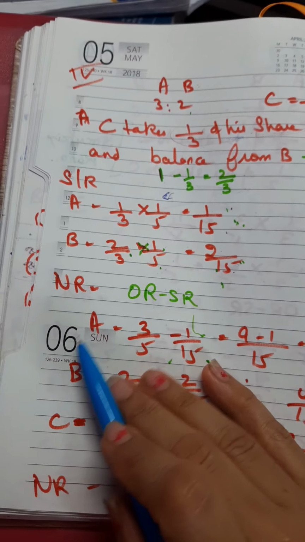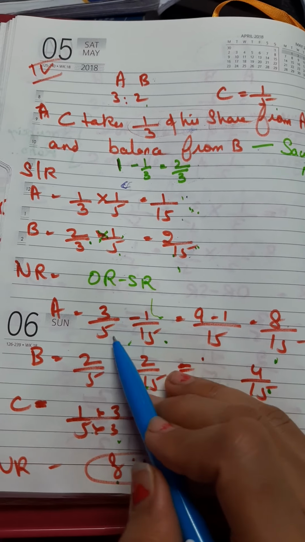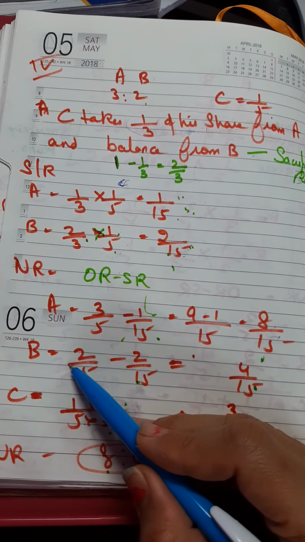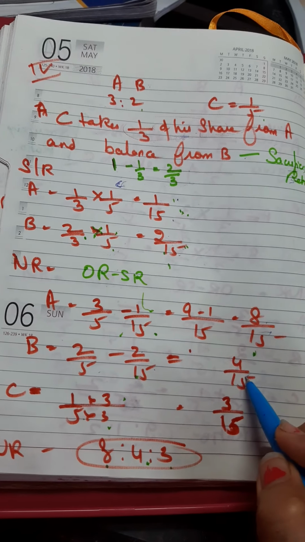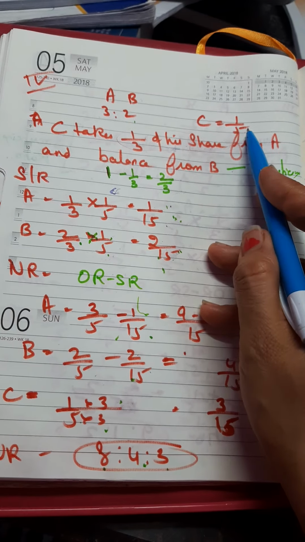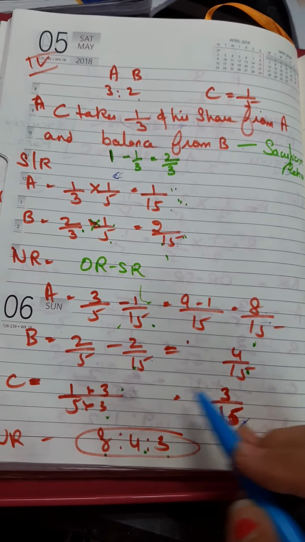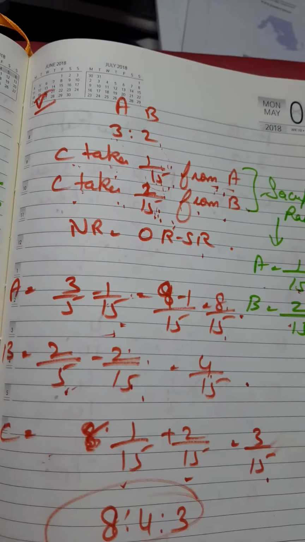So A's new ratio will be old ratio minus sacrificing ratio, that is 3/5 minus 1/15, which makes it 8/15. And B's share will be 2/5 minus the sacrificing ratio 2/15, which will be 4/15. C's share is already 1/5. We have to convert the denominator to 15, so we multiply and divide by 3. So it will be 3/15. So the new ratio is 8:4:3.